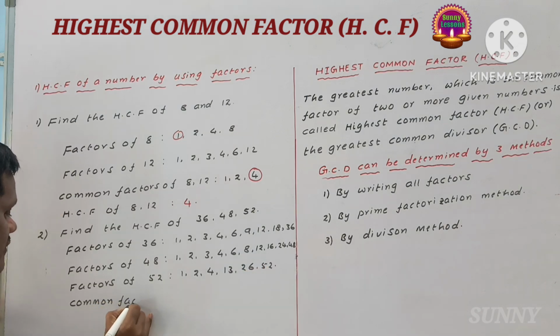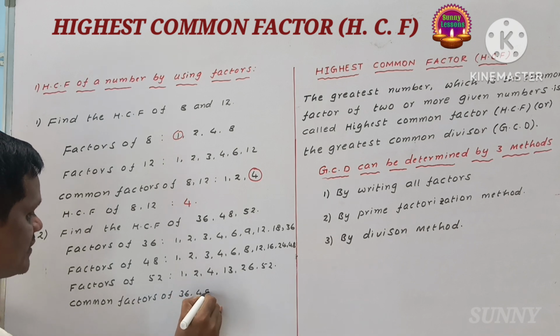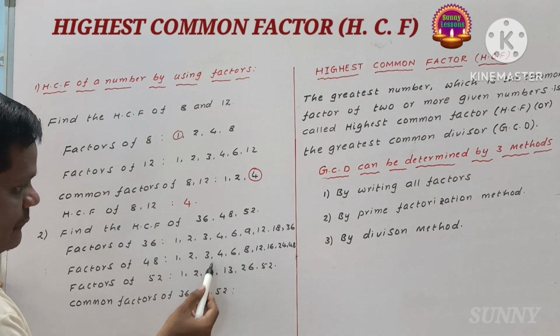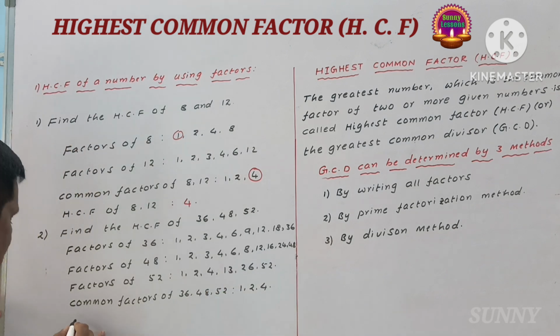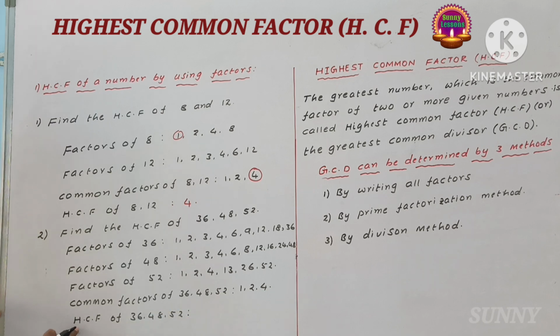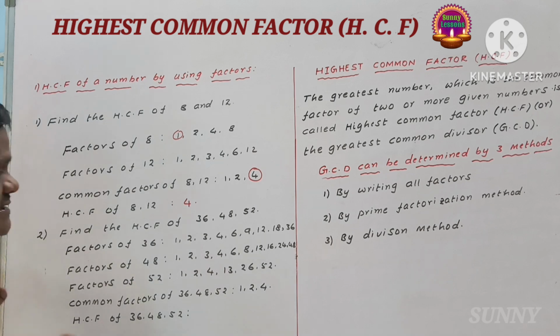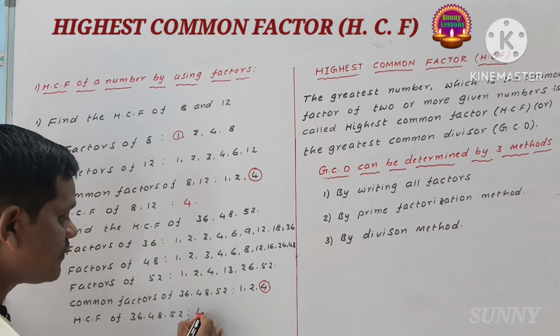Common factors of 36, 48, 52. What are the common factors? 1, 2, 4. Yes. HCF of 36, 48, 52. HCF means highest common factor. In these common factors, which is the highest number? 4 is the highest number. So, the HCF of 36, 48, 52 is 4.